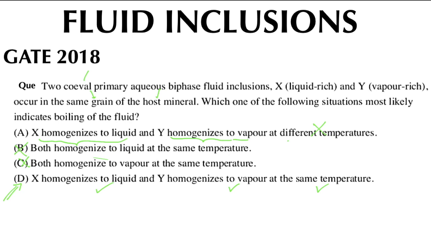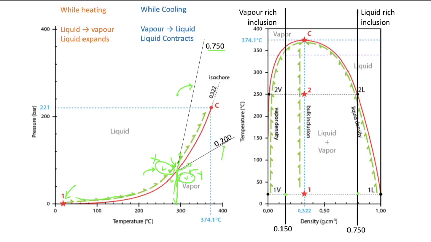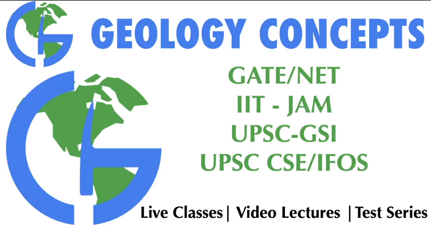Make sense? So as you are heating a liquid rich inclusion, remember, the bubble will keep on becoming smaller and smaller. And if you are heating a vapor rich inclusion, the vapor will become bigger and bigger, so that the density remains constant. Density will not change. And if they are formed at the same point, they will also homogenize at the same temperature and then go along their respective isochores. So this is the concept behind fluid inclusions. I hope you understood it. Thank you very much.